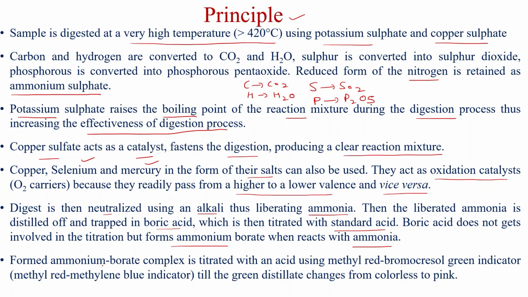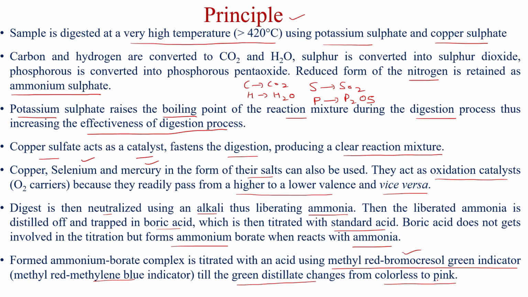The formed ammonium borate complex is titrated with an acid, that is HCl or H2SO4, using methyl red bromocresol green indicator. So this is the indicator we are using. We can use any combination of indicator which serves our purpose, which is fit for purpose. Methyl red, methylene blue can also be used. And if the equipment we are using is from a particular brand, they also suggest the use of a mixed indicator as per their guidelines. We can use it. So the distillation changes from colorless to green.